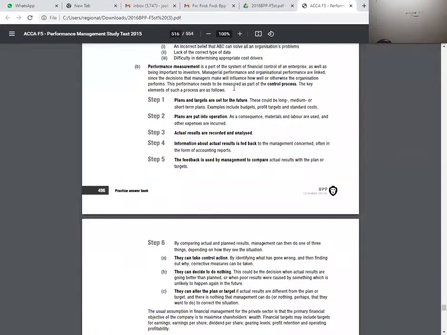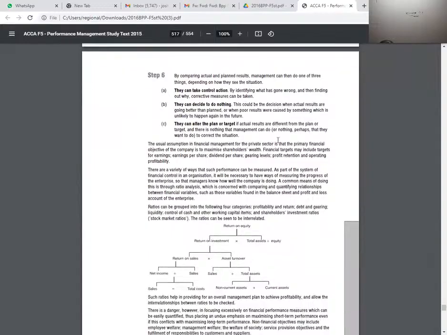The key elements of such a process are which ones here? You start by budgeting, right? So you must put plans here. So we have plans and targets are set for the future. Step number 2, plans are put into operation. Step number 3, the actual results are recorded and analyzed. And then information about actual results is fed back. The feedback is used by management to compare actual results with the plan. So basically you are computing variances, etc.